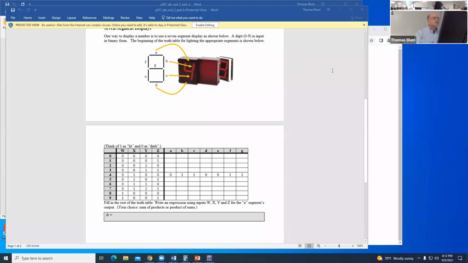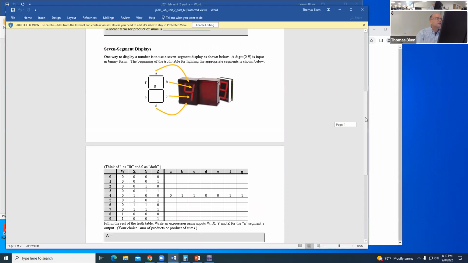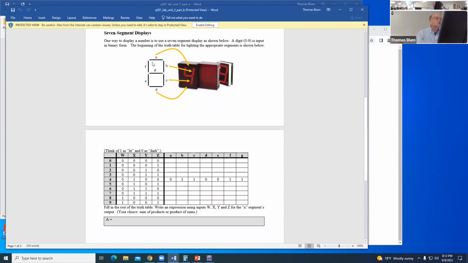Back to recording. Okay. So this was Unit 2, Part B. It's the last part. It is a 7-segment display. So there are 7 parts to this: A, B, C, D, E, F, and G. I always say it looks like a scoreboard, lighting up a number in a scoreboard.